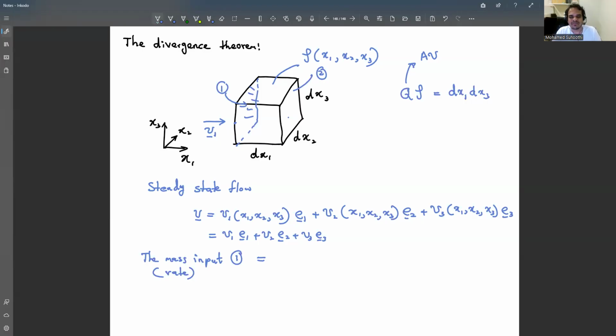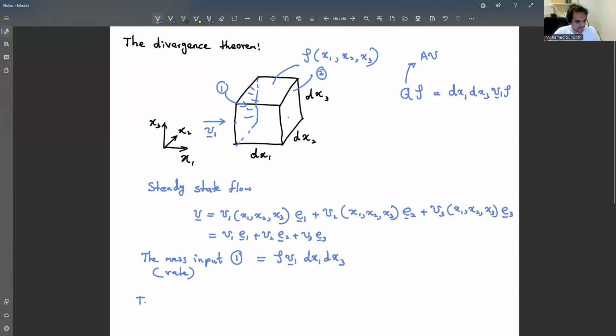So actually I'm using Newton's momentum law, right? The area is this one, the velocity is v1, and the density is rho. So I can write it here: rho v1, and the area is dx3, sorry, dx1 into dx3. So this is your input, right?